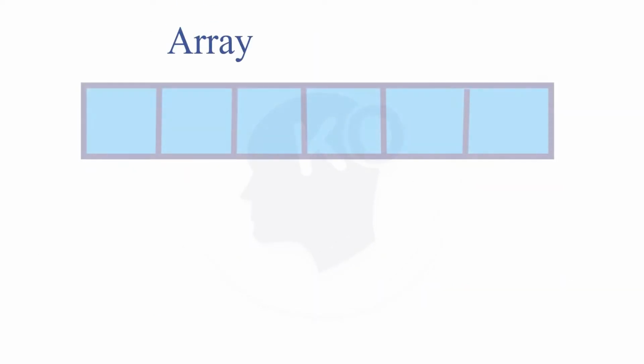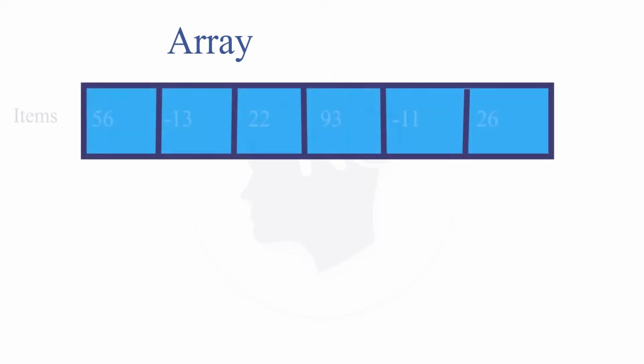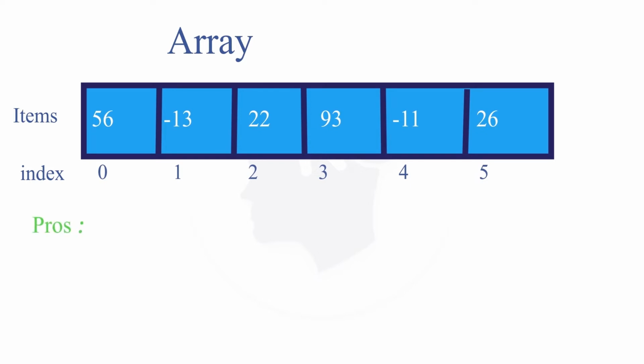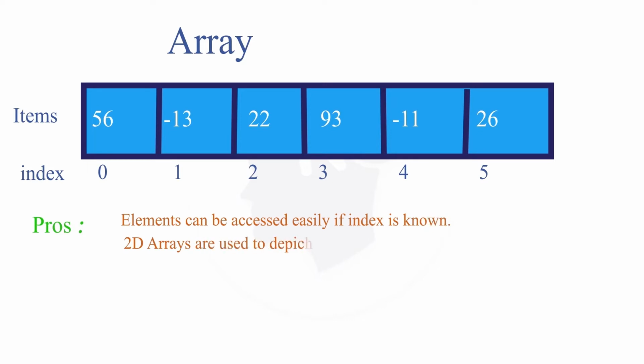Arrays. In programming languages, an array is a way of storing the same type of data in contiguous memory locations inside a computer. An array cannot store different kinds of items. Every item in an array has an index from which it can be accessed. The first item has index 0, the second item has index 1, and so on. Advantage of using array. If we know the index of an element, then it can be easily accessed in no time. 2D arrays are used to represent matrices.